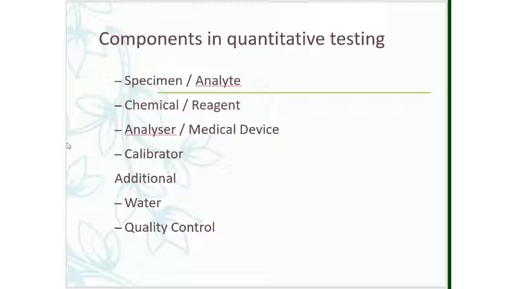Okay, so as a summary, these are the components in quantitative testing. Of course, we need a specimen which contains the analyte of interest. We need a chemical or reagent to capture the analyte of interest. We need an analyzer or medical device to detect the chemical reaction. Of course, we need a calibrator. And as additional, we need water because the chemical reaction happens in a wet environment. And also, we need quality control.